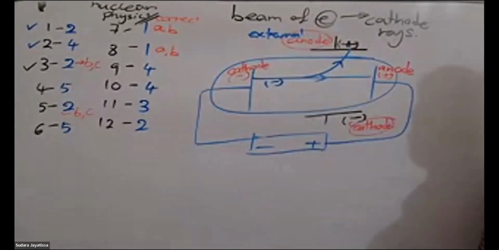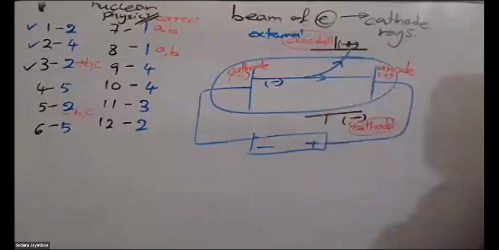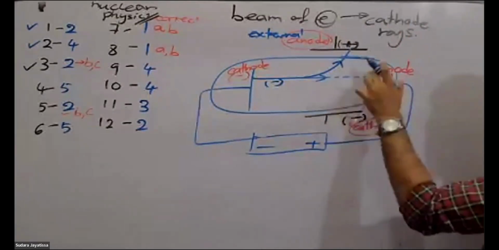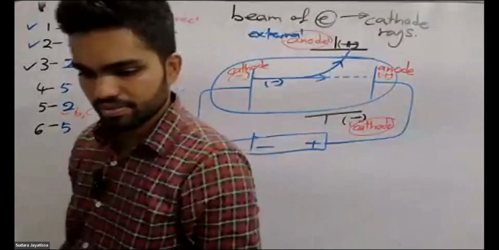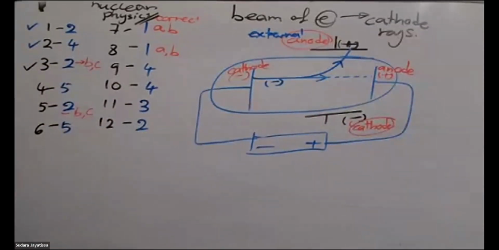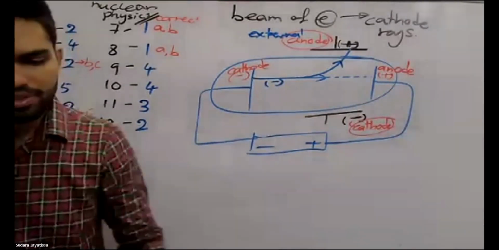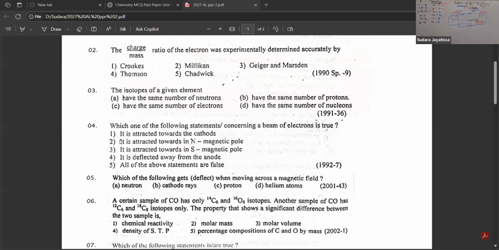External anode. Okay, and they will be deflecting away from the external cathode. Is that clear now? Okay, then we can write a nice explanation. So why is the first statement false again? Let's go and see quickly. "It is attracted towards the cathode" is wrong. It is deflecting away from the external cathode.